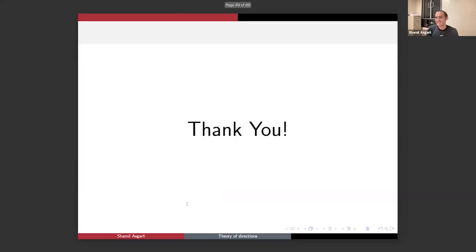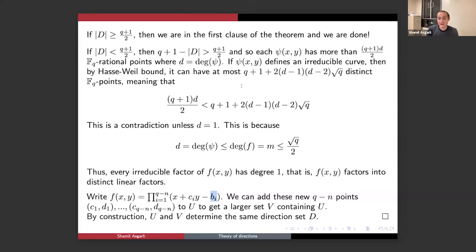And that's all I have. I apologize for some of the typos. I'm going to fix them. I just noticed that there's a small typo here. This 2 shouldn't be here.